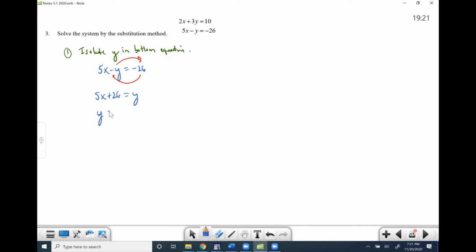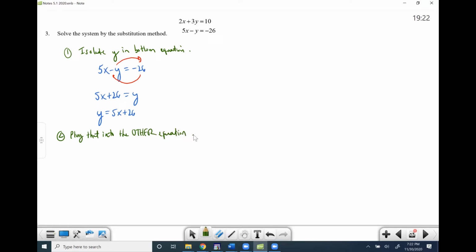That was easy. All right, now what you're going to do for step 2 is plug that into the other equation. Make sure you do the other, okay? Don't plug it back into the same one.